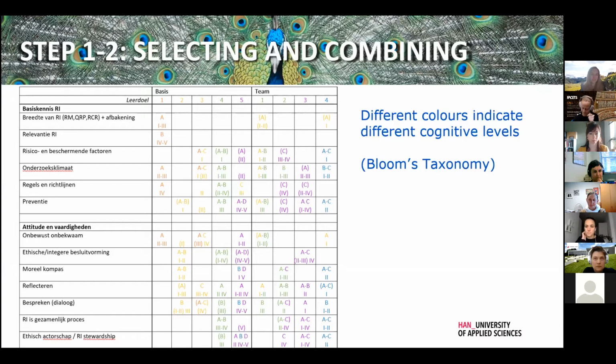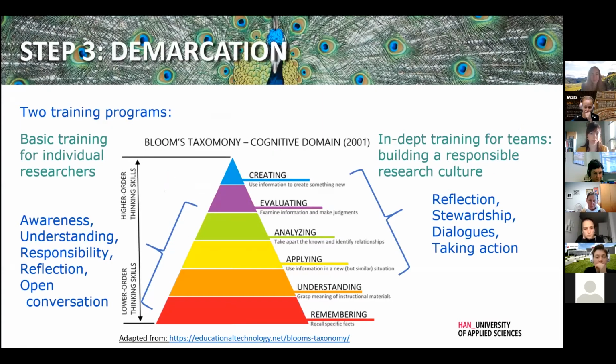And additionally to this, we used different colors for the different learning objectives to indicate their cognitive level. So you see for the basic training, it starts with the color orange, and the team training starts already further on in the color spectrum, so that has a higher level and continues until blue. And that's what you see here. So the basic level is remembering, that's in red, then understanding, and then all the way up to the creating part, which is then part of the training for teams.